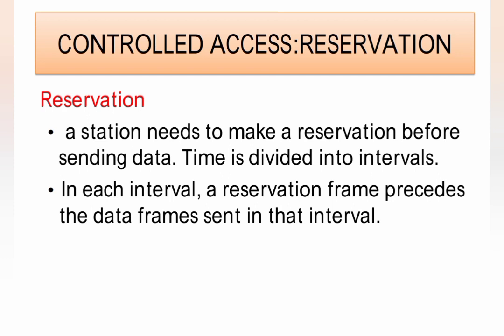In the case of control access, the stations consult one another to find which station has the right to send. In the case of random access, there is no such kind of discussion between the stations. But in the case of the control access protocols, each station will consult one another to find which station has the right to send, and it cannot send unless it has authority from other stations.